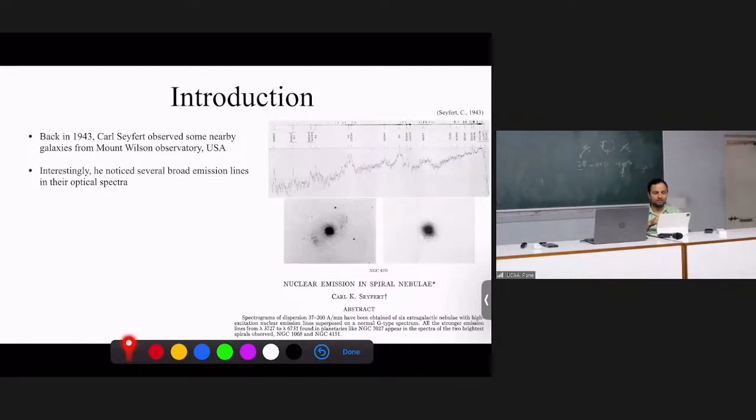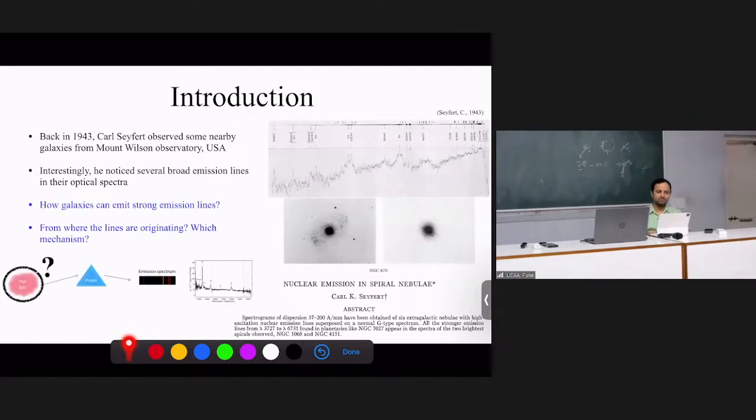Now the question came. He noticed several broad lines, and this is the image of those galaxies. There are two images. This is the technology that we had at that time. So the question came: how can galaxies emit strong emission lines? We were expecting absorption lines. Because you see how broad the line is, isn't it? How can a galaxy suddenly emit strong emission lines? The mystery was there. We did not know.